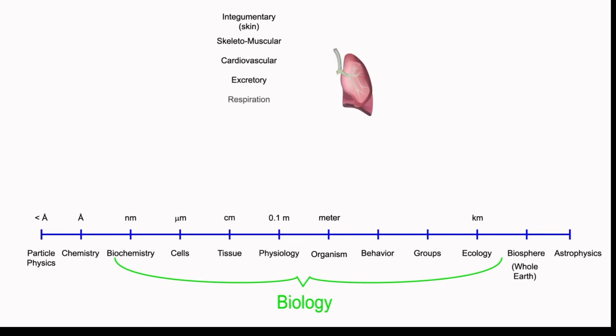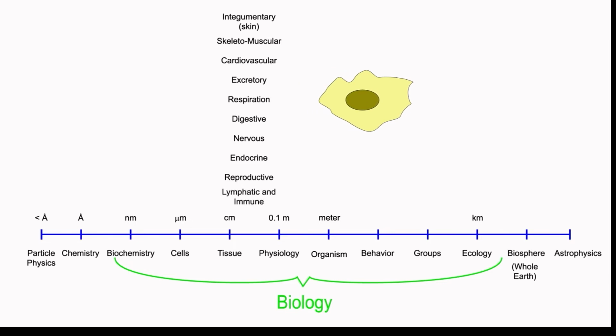The respiratory system exchanges oxygen for CO2. The digestive system breaks down food and absorbs nutrients. The nervous system provides rapid coordination of the other systems. The endocrine system provides long-term regulation of the other systems. The reproductive system produces gametes and incubates new humans, in the case of females. And the lymphatic and immune systems protect the body from foreign invaders.